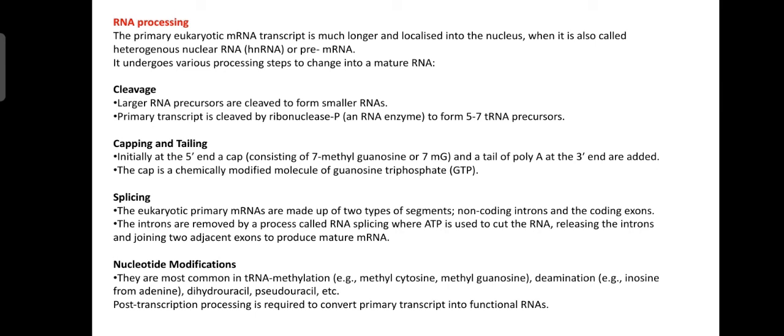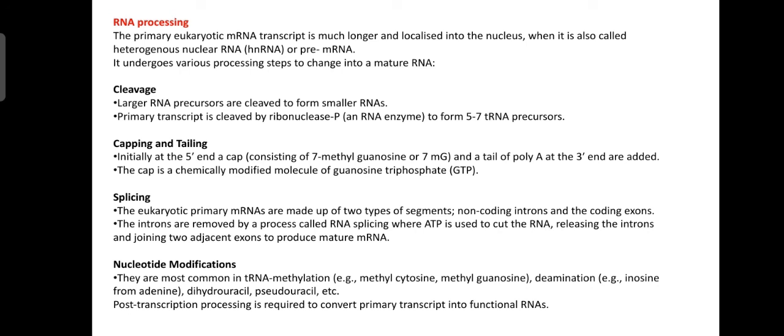Then the third step is splicing. Splicing means this primary mRNA is made up of two types of segments. This is another important thing: non-coding regions and coding regions. Non-coding regions are called introns and coding regions are called exons. So we need only the coding region. We don't need the non-coding region. What is the purpose of non-coding regions? We need coding regions instead. So non-coding regions are called introns and coding regions are called exons.